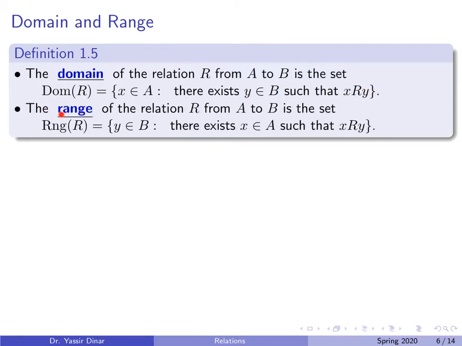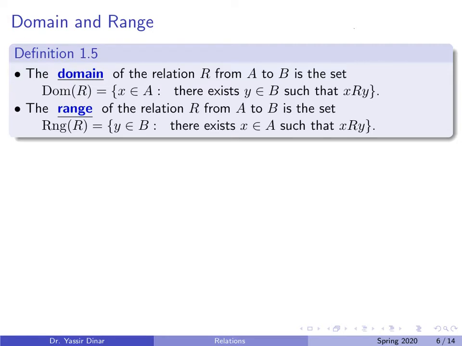While the range of the relation R from a set A to a set B is the set rng R. This rng is just a notation for the range, and R is a symbol for my relation. You take all elements Y in B such that you can find an element X in the set A such that X is related to Y.